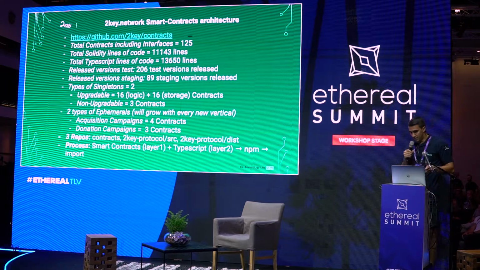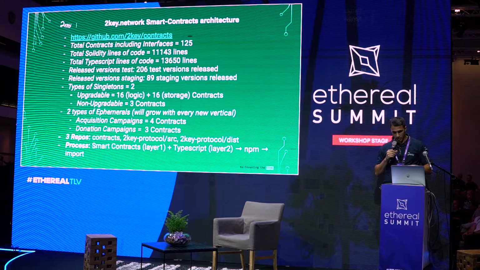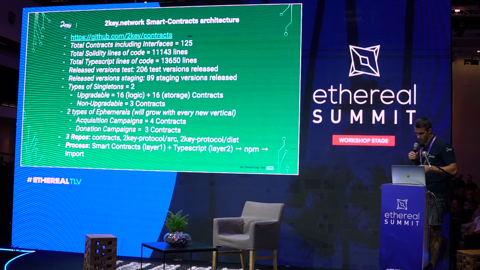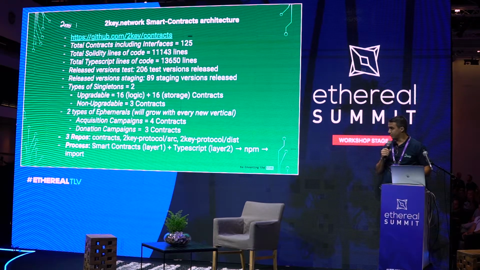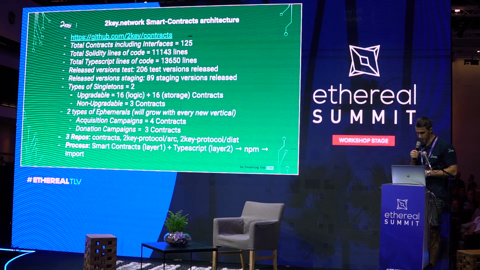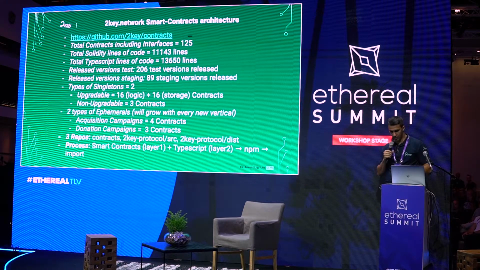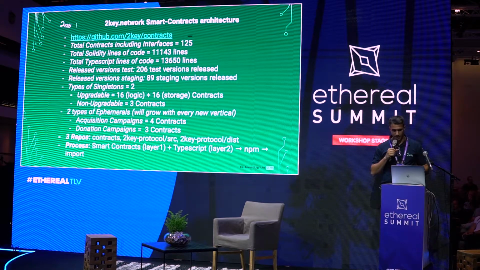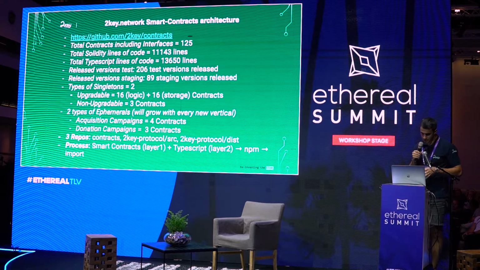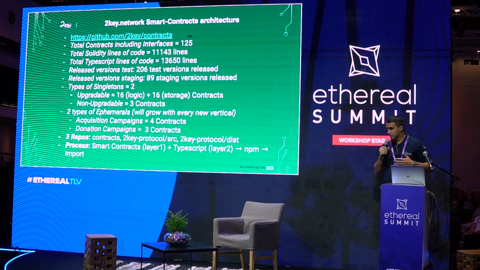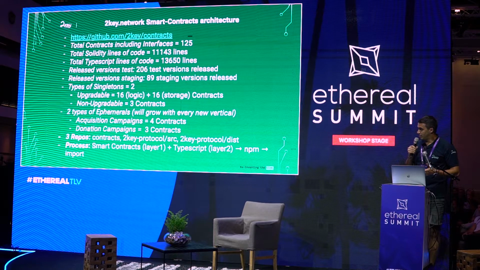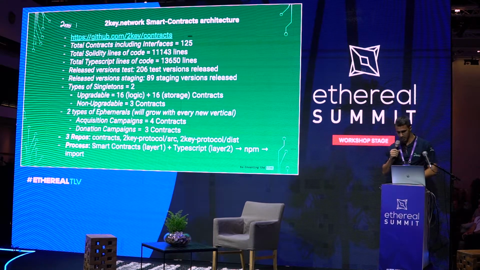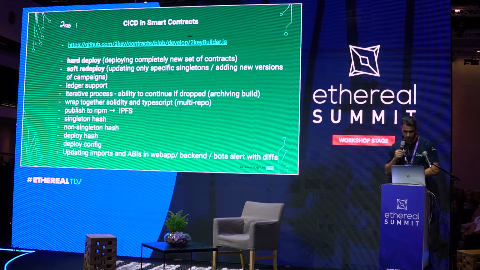There are 2 types of singletons, as I mentioned. There is upgradable, which has a total of 32 contracts, and non-upgradable, which is 3 contracts. There are 2 types of ephemerals, acquisition and donations, with 4 and 3 contracts respectively, and 3 repositories maintained at this level. All this is mentioned just so we can be more descriptive, and so you can understand how big a repository we succeeded in applying this pattern to.